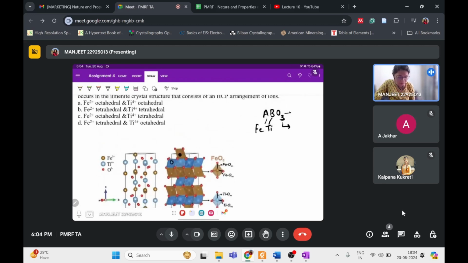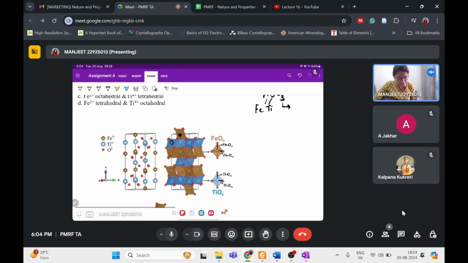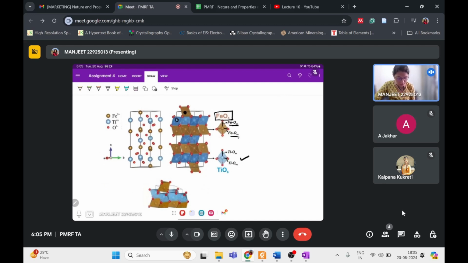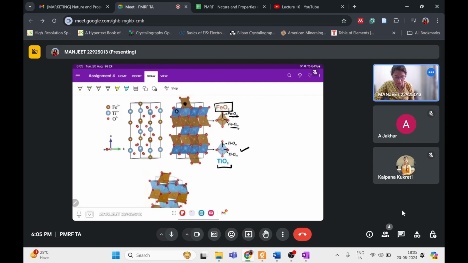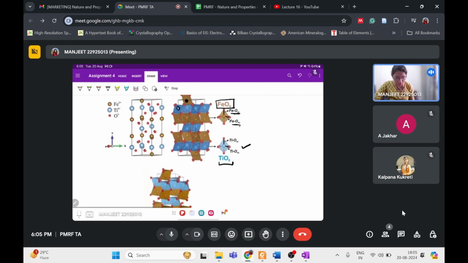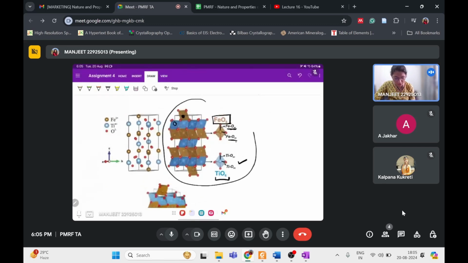Generally, oxygen will occupy the corners of the cell. So the Fe will be coordinated with 6 oxygen, or we can say these are the equivalent axial and equatorial Fe-oxygen bonds. They have described this. Similarly, the titanium also exists in the form of TiO6.